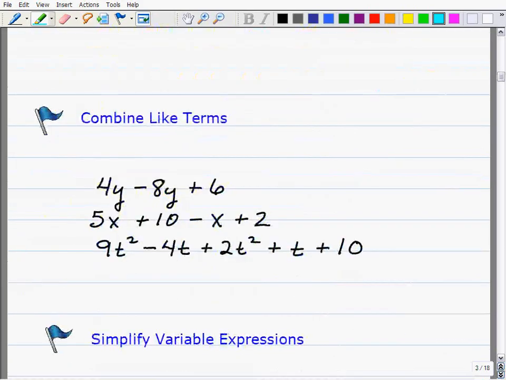All right, so if you master that, we're ready to go ahead and learn something called combining like terms. And combining like terms is pretty much what it sounds like. It's when we have like terms, you can add the coefficients and put two like terms and make them into one. So what am I talking about here?